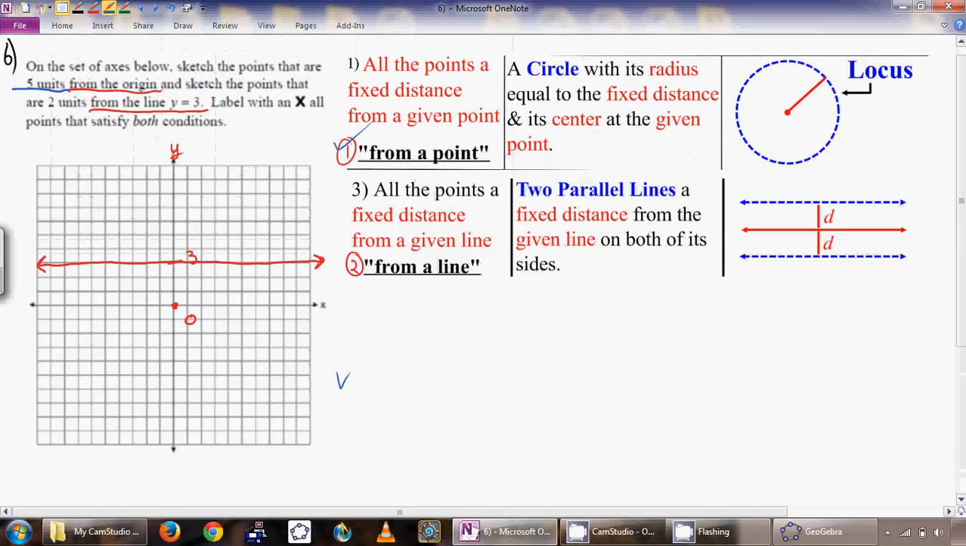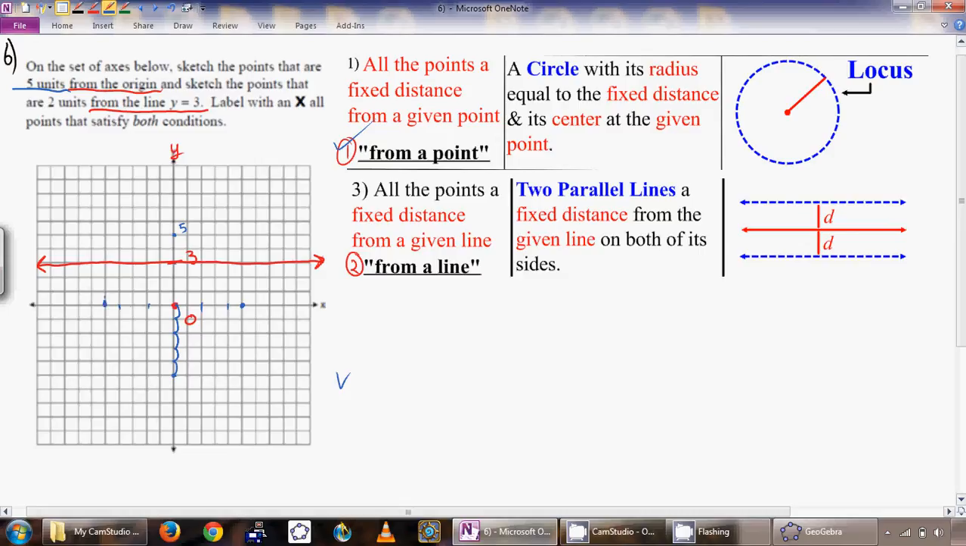So this is 3, so I got to go up 2 more. Right there is 5, and I got to go down 1, 2, 3, 4, 5. So right there is 5. Okay? Let me count that again. 1, 2, 3, 4, 5. Right? And 2, 4, and 5.